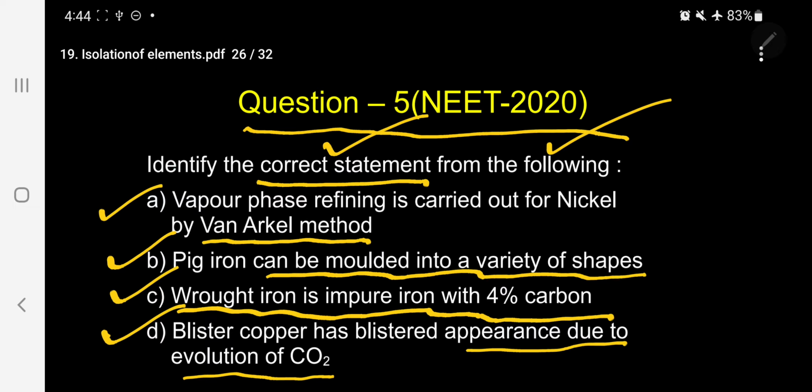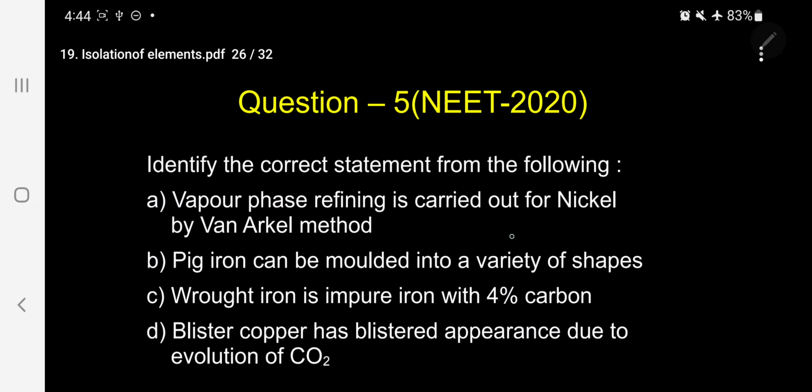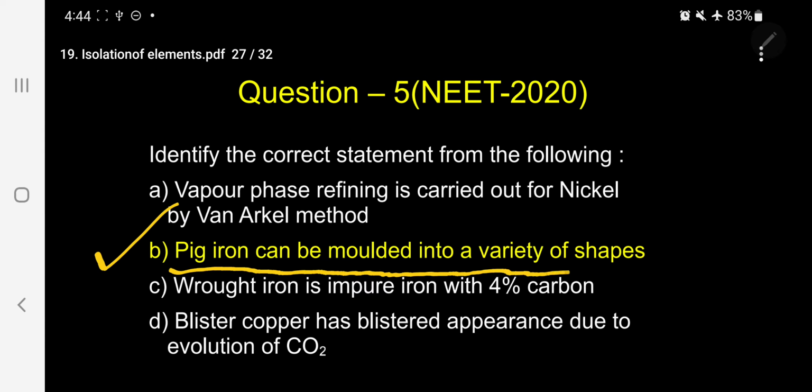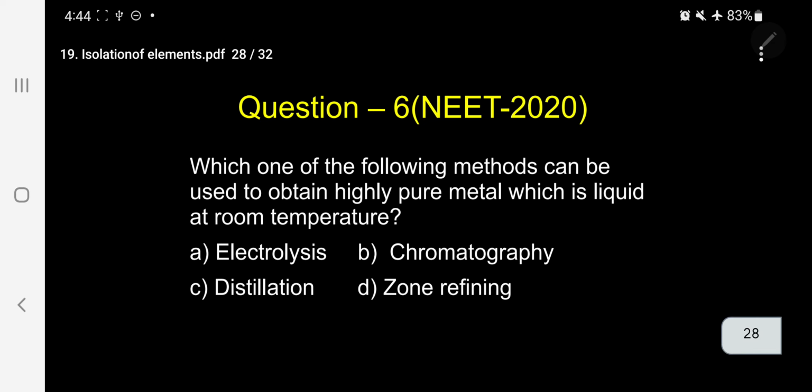So they have given four different statements. It is your idea. From memory, you must know what the Mond method is and which metal is used. In the same way, pig iron and its different shapes, everything you have to study. What is the correct answer? The correct statement is B. Pig iron can be molded into a variety of shapes. This is the correct statement. Kindly follow. All other statements are wrong. So it is testing your memory. Next question.